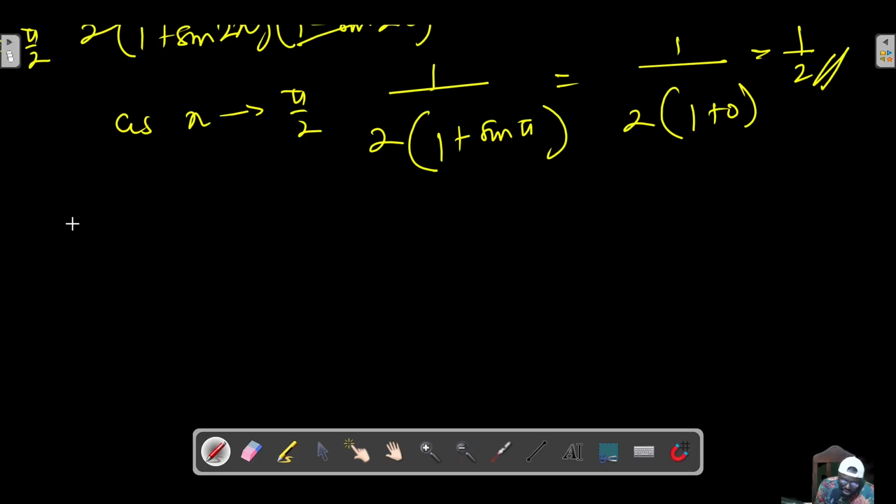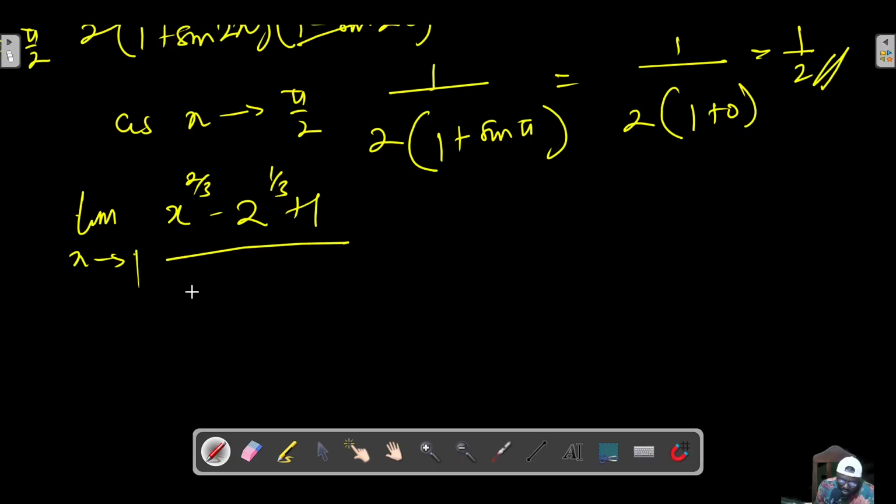So the last question is, if you have the limit as x is approaching 1 of the expression x raised to the power 2 on 3 minus 2 raised to the power 1 over 3 plus 1, divided by x minus 1 all squared. Now, I told you this in the previous lecture. We have a cube root expression. They are all radical expressions. So you try as much as possible to rationalize our expression here so as to get rid of the radical. But then we first check if this is an indeterminate.